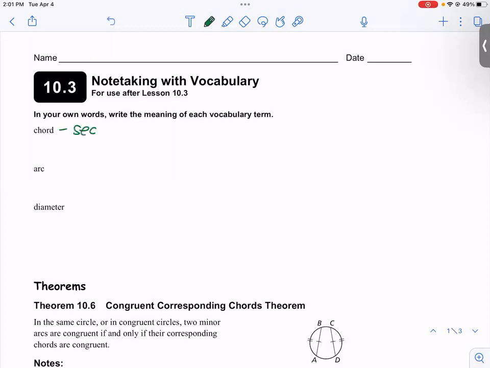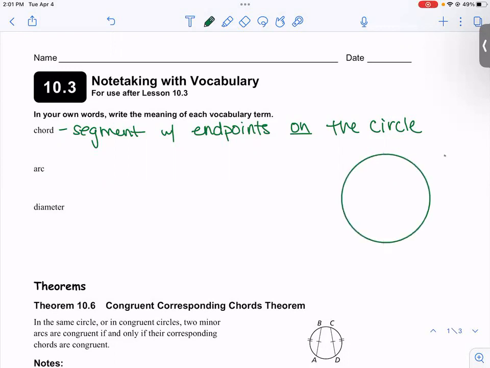It is a segment with endpoints on the circle. Colton, did you have a different answer you were going to give me? Okay. So it does need to be a segment with endpoints on the circle. It doesn't go through, otherwise it's a secant. I see what you're trying to say. Okay. This is a chord.